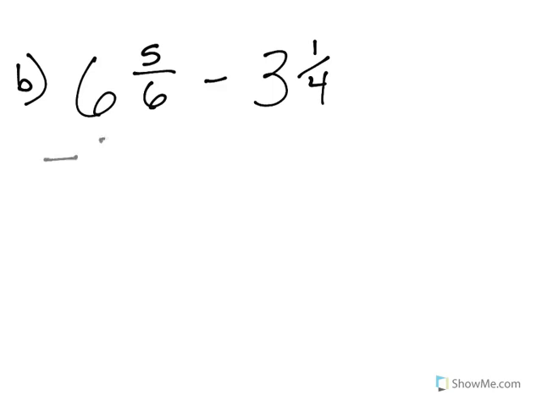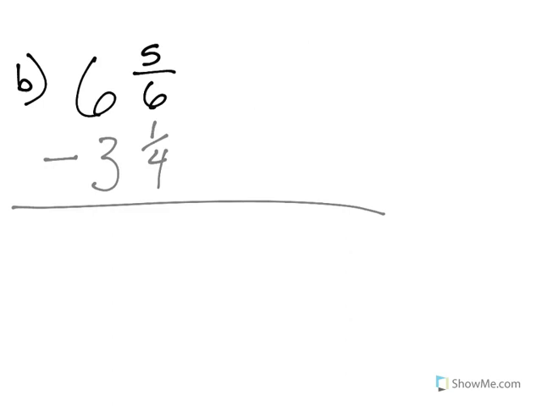So again, I'm going to start by putting minus 3 1/4 underneath, because I like to. If you're okay horizontally, work horizontally. You have to do what works for you. So I look at my fractional piece, and I notice that 6 and 4 are not the same. So I need to change these, right? I need to find equivalent fractions where we have common denominators.